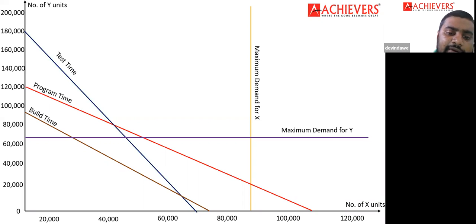So this is how your graph should look like, guys. And label all the lines. It's good if you can use different color pens. If not, that's also fine. Label all the lines: test, program, build, maximum demand for X, maximum demand for Y. So this is how your linear programming graph should look like. Any questions? Are you all clear on this? How to draw the linear programming graph? Any questions? All okay?